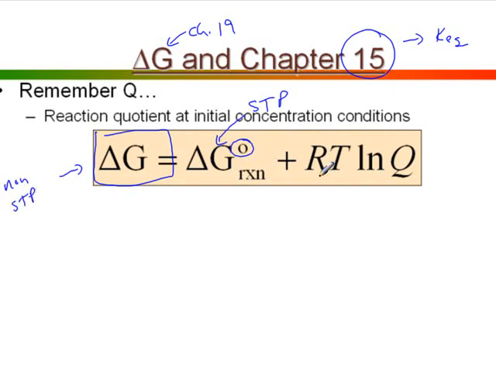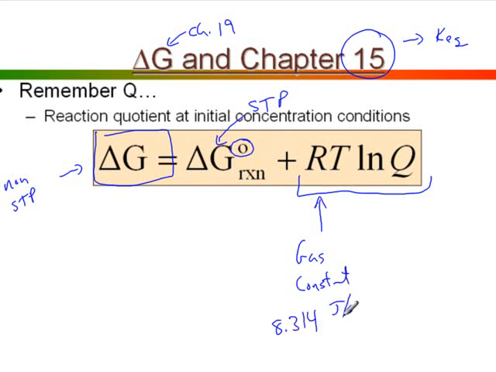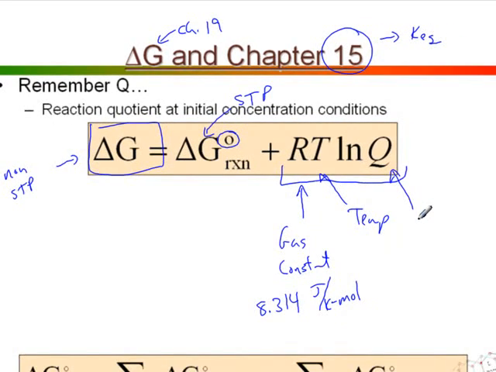And then notice that they've given you this extra factor. R is the gas constant, which for us is 8.314 joules per Kelvin mole. T, well, we know that, temperature, and then there's our old friend Q. This is the reaction quotient. And just a reminder, this is from chapter 15.